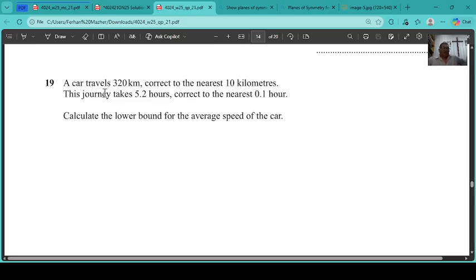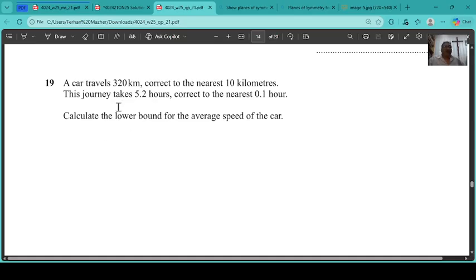Okay, so the distance traveled is 320 kilometers, which is correct to 10 kilometers. So divide the 10 by 2, you get 5 kilometers. If you add 5 here, you will get the upper bound of the distance. If you subtract 5 from 320, you will get the lower bound of the distance. The time is 5.2 hours, correct to 0.1 hours. So divide 0.1 hour by 2, you get 0.05 hour. When you add 0.05 to 5.2 hours, you will get the upper bound for the time. If you subtract 0.05 from 5.2 hours, you will get the lower bound of the time.